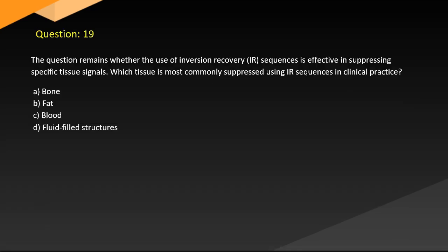Question 19. The question remains whether the use of inversion recovery sequences is effective in suppressing specific tissue signals. Which tissue is most commonly suppressed using these sequences in clinical practice? A. Bone. B. Fat. C. Blood. D. Fluid-filled structures.